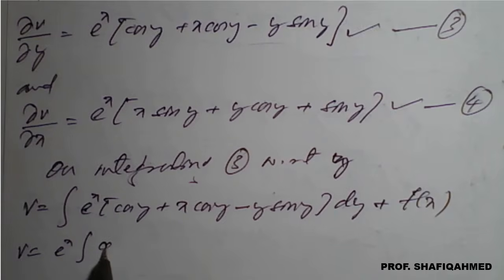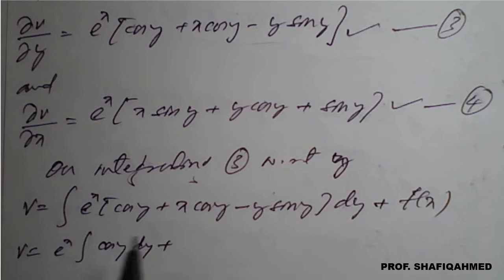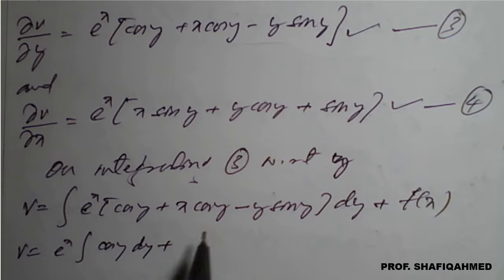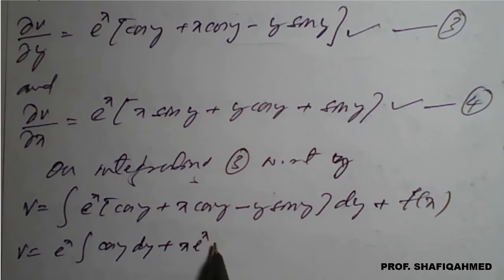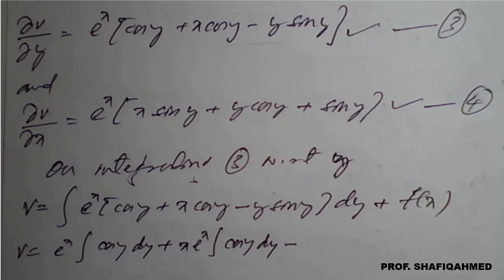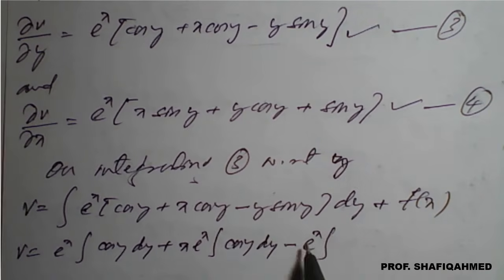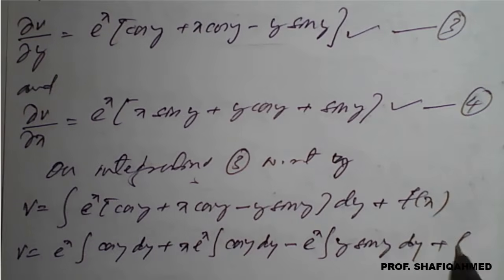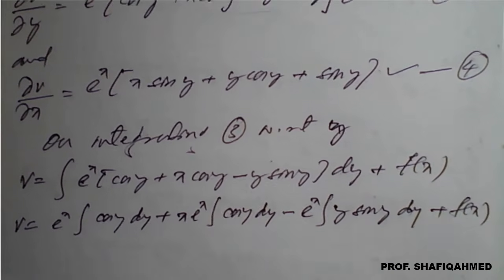So integration of cos y dy plus, multiply this e raised to x and x, both are constant. So x e raised to x is constant, only integration of cos y dy minus this, again e raised to x is a constant, integration of y into sin y dy plus f of x. So we'll go for the integration now.